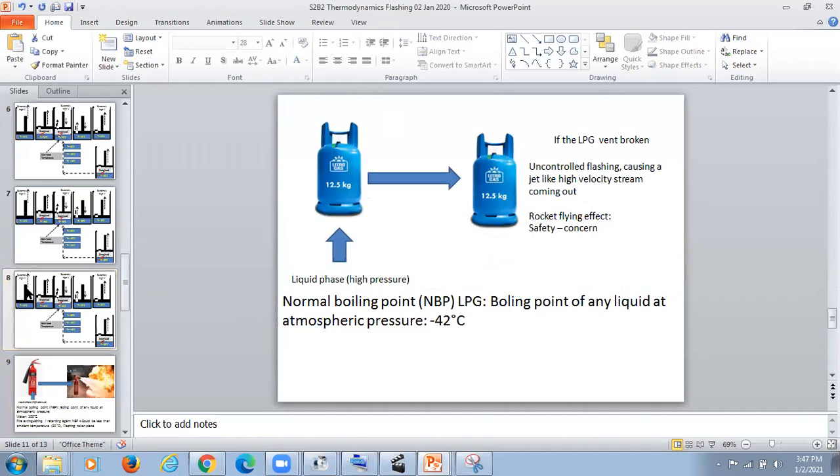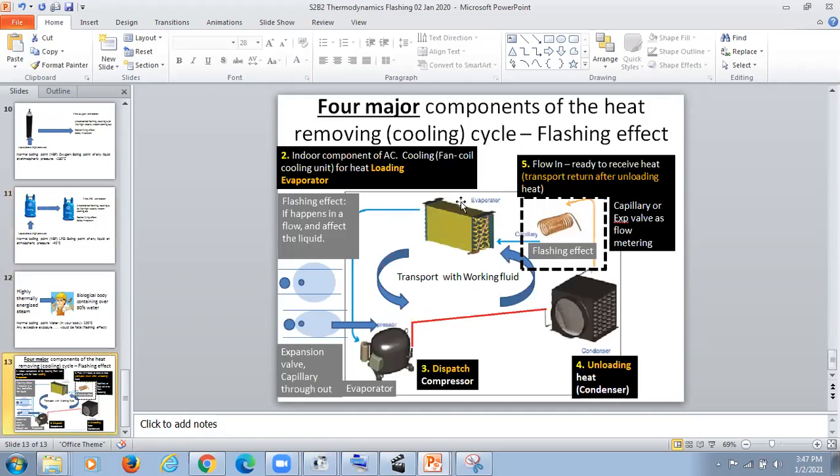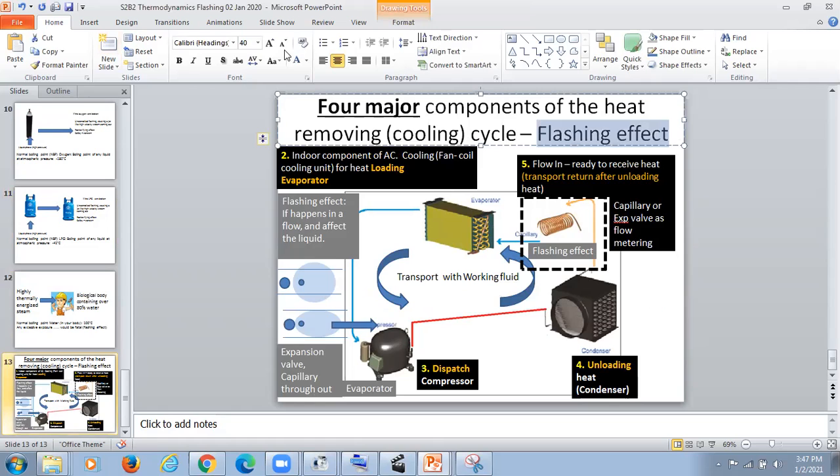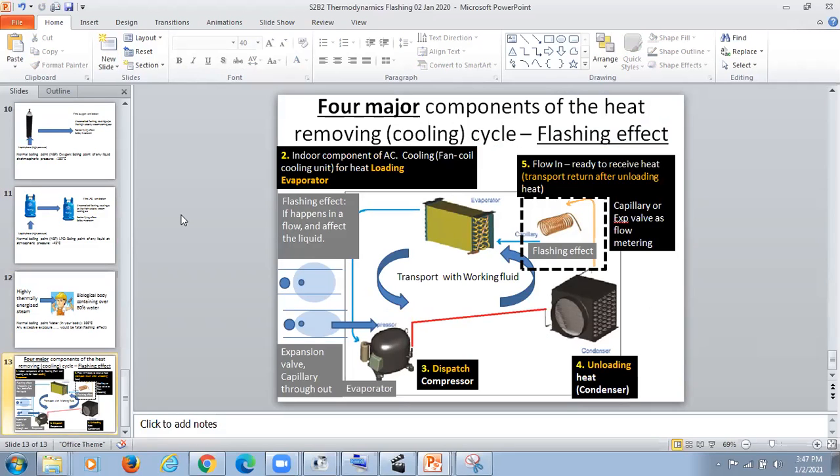So technologies finally for the flashing effect. You can develop the solutions for many liquefaction of volatile gases, even nitrogen, oxygen. So you can look into the technologies, and here we will consider refrigeration. So understand the flashing effect very well.